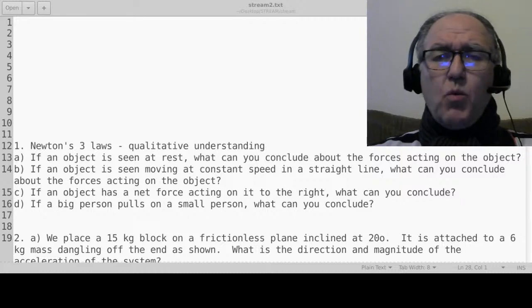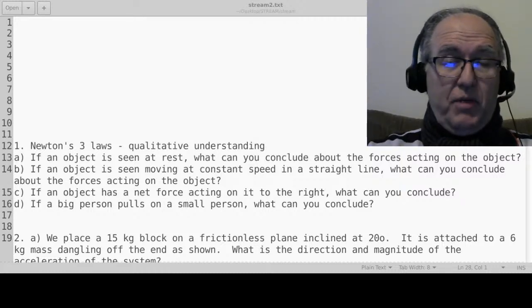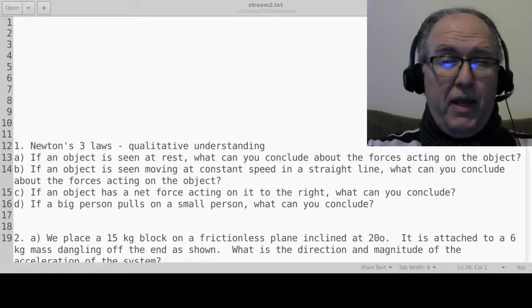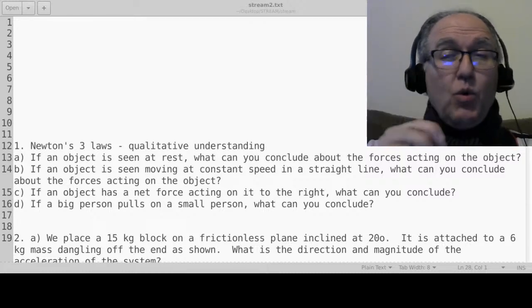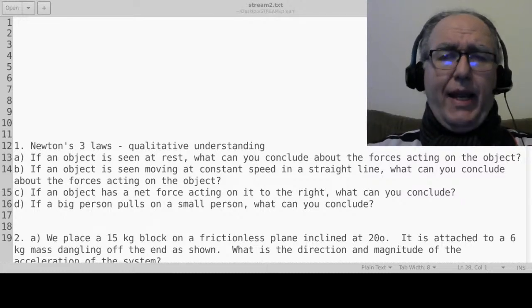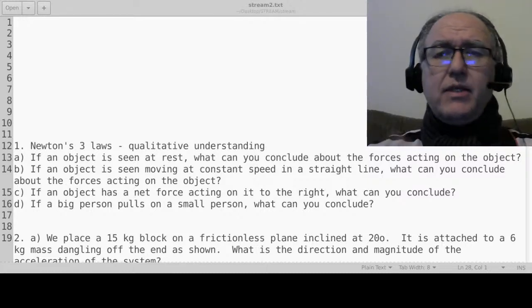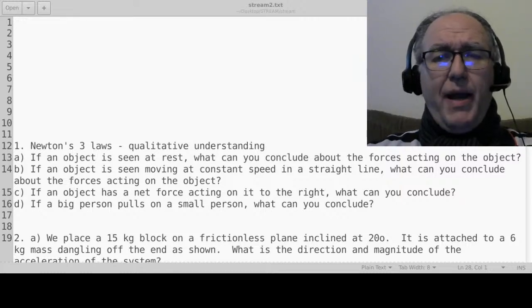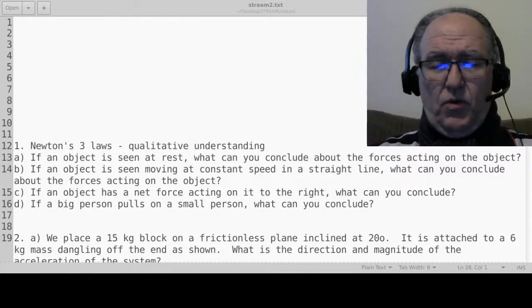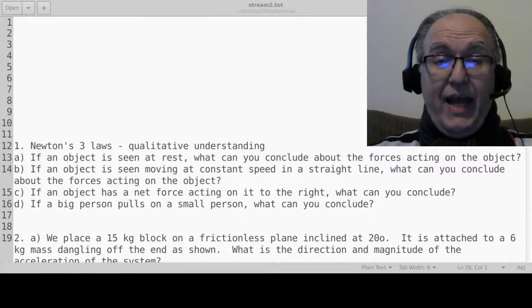And finally, what does the third law say? The third law says if object A exerts a force on object B, then object B exerts a force on object A equal in magnitude and opposite in direction. So have those in your mind. I know the test is open book, but have those in your mind, because in the middle of the test you're going to want to have the understanding of those ideas at hand, not something that you're going to try to learn during the test.